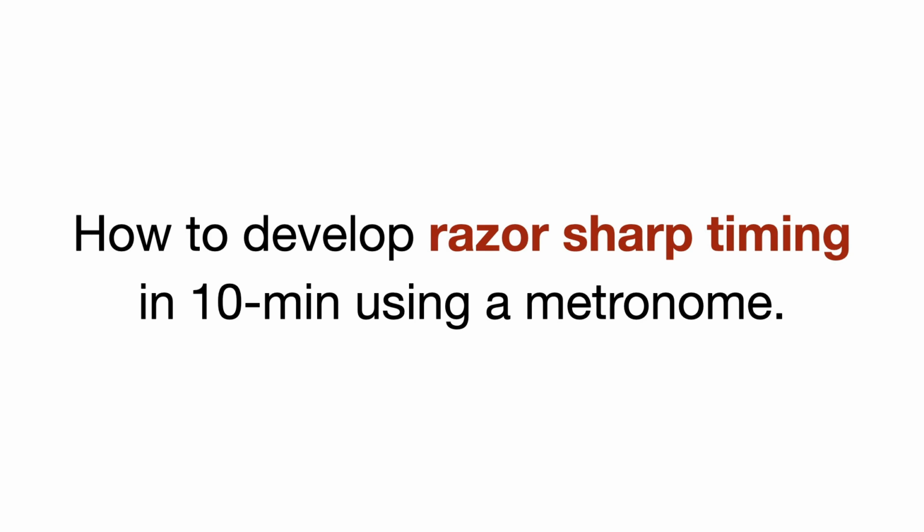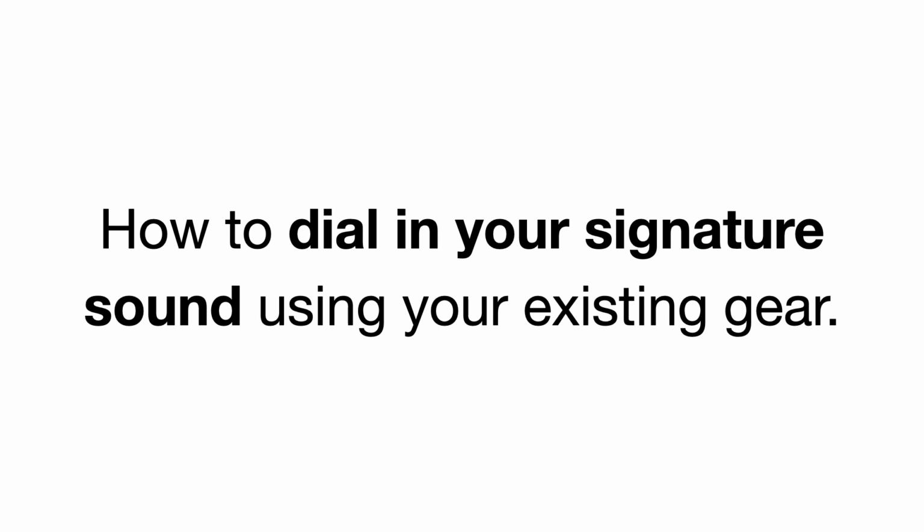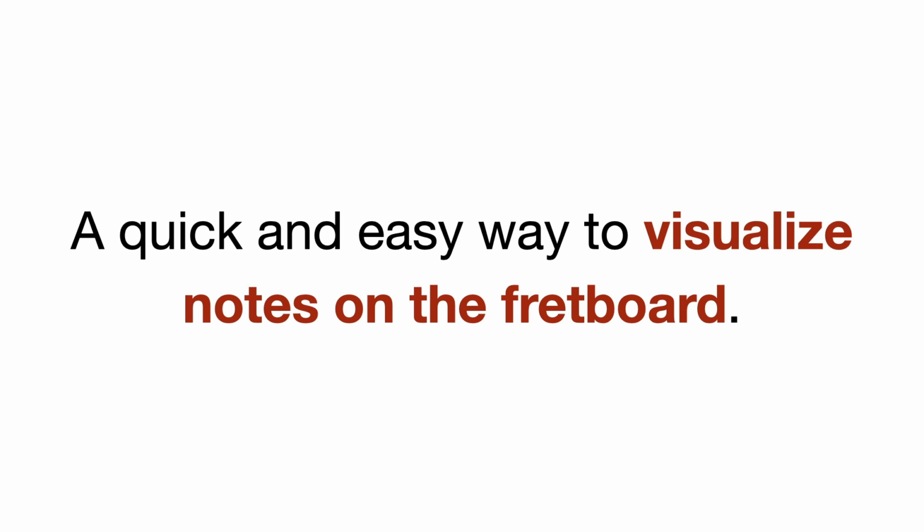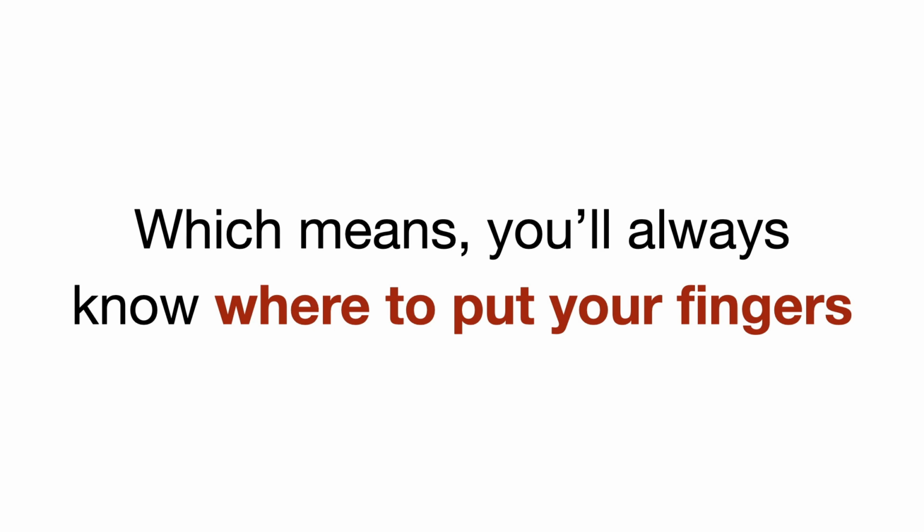In week 2, we're going to learn how to develop razor-sharp timing in 10 minutes using a metronome. How to dial in your signature sound using your existing gear. A simple 3-step soloing formula that trains your brain to hit the right notes even if you don't know scales. In week 3, we're going to learn a quick and easy way to visualize notes on the fretboard, which means you'll always know where to place your fingers when you're soloing.